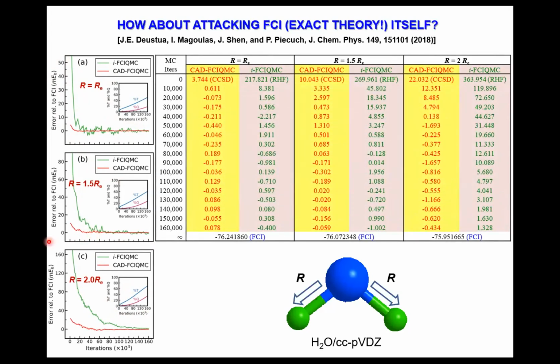This is more of the same in numbers. I'm not sure if we need to read all the numbers, but if you just want to look at what kinds of convergence we have in millihartree, you can look at those red numbers in the yellow field. So there is a rapid convergence toward full CI.